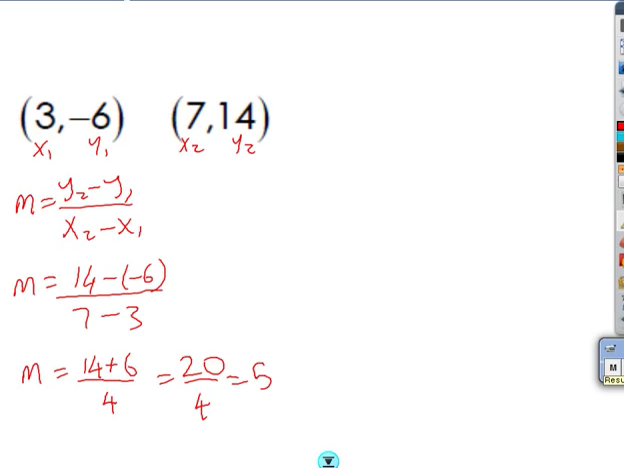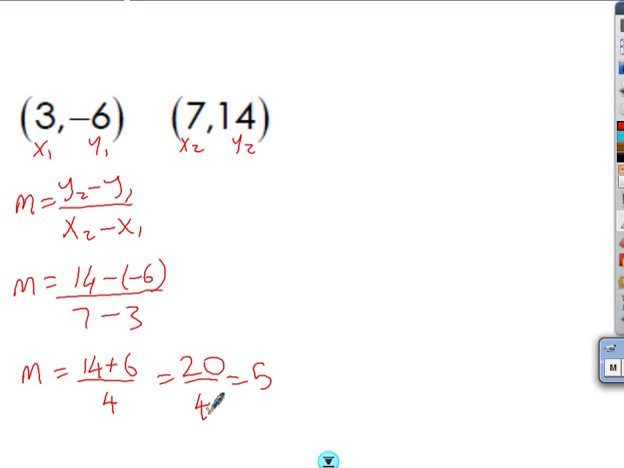Here's our next example. I've already labeled my x1, y1, x2, y2. I wrote my slope formula, y2 minus y1 over x2 minus x1. Then did my subtraction, 14 minus negative 6, 7 minus 3. Next, subtraction of a negative turns into positive. I write that as my next step. 7 minus 3 was 4. This will turn into 20 over 4, which is equal to 5.